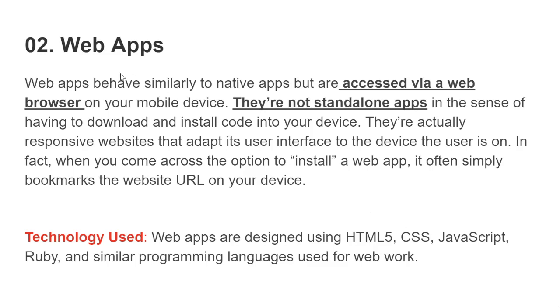Next one is the web-based application. Web apps behave similar to native apps but are accessed via a web browser on the mobile device. They are not standalone apps in the sense of having to download and install code on your device. They are actually responsive websites that adapt their user interface to the device the user is on. In fact, when you come across the option to install a web app, it often simply bookmarks the website URL on your device. Web apps are designed using HTML5, CSS, JavaScript, Ruby, and similar programming languages used for web work.